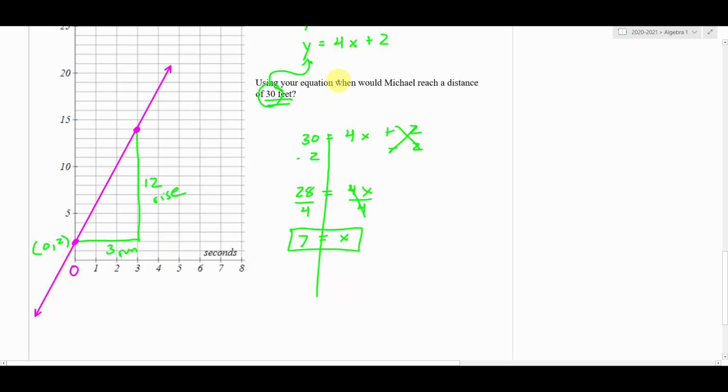Okay, so the question is, when would Michael reach a distance of 30 feet? We would say in 7 seconds. It would take him 7 seconds to go 30 feet. So we'd go right 7, and then up to 30 on our graph, we would see that point on our line.